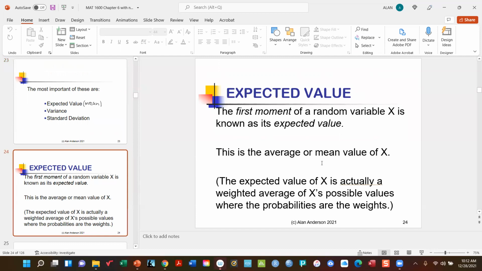Okay, so the expected value of a random variable is nothing more than its average or mean. But I noted here that the expected value is actually a weighted average, where we're taking each possible x and assigning it a weight, which is equal to its own probability.